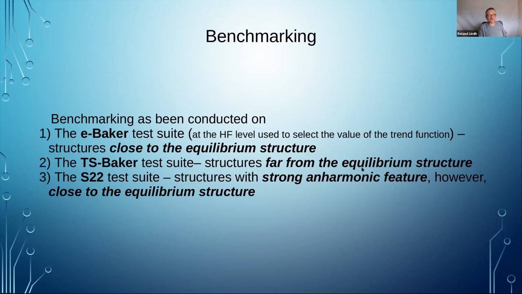So let me present some benchmark calculations. We have taken a set of molecules. One set is called the extended Baker test suite, which contains molecules that are close to the equilibrium structure. We have something called the transition state Baker test suite, which is actually used for transition state optimizations. That is, the structures are close to the transition state. But we can actually look at how they converge back to either the reactants or the products. So this is an optimization where we start far away from the equilibrium structure.